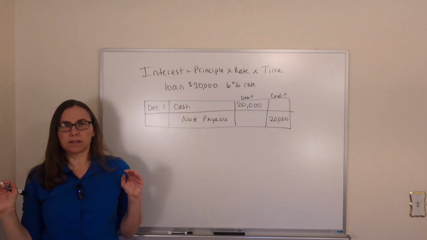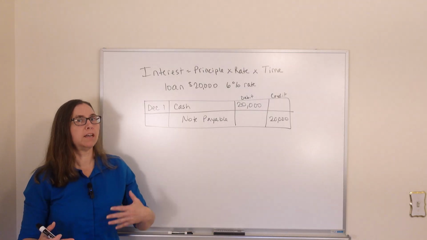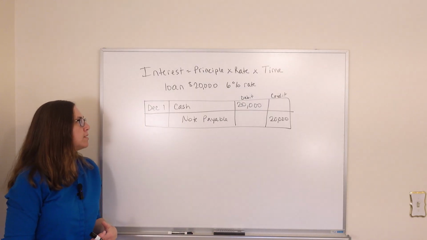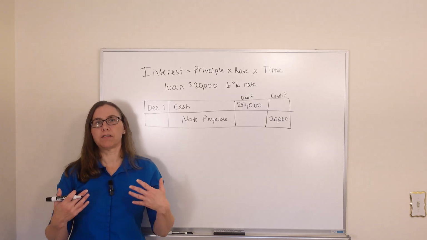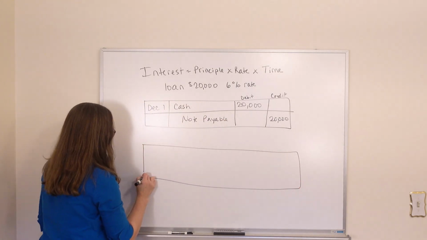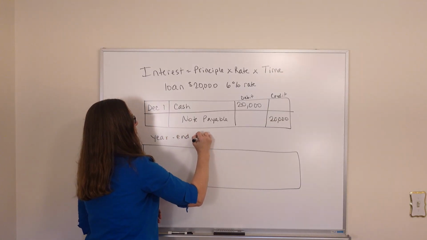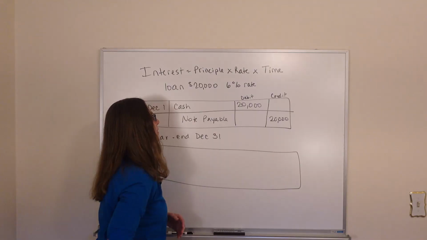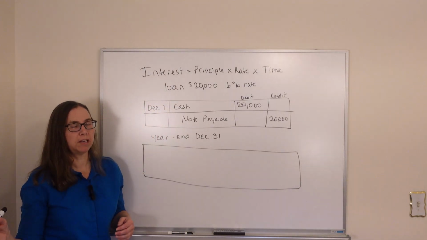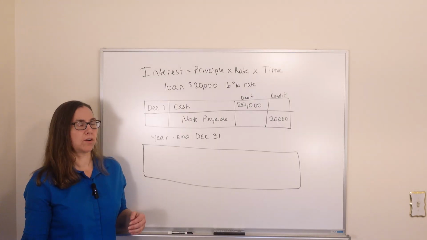Okay, so we haven't calculated or done any interest yet at this point because they're just borrowing the money. They haven't incurred any interest expense yet. Well, by the time they get to year end, they've incurred some interest expense. So at year end, let's say year end is December 31st, they owe interest for this loan. Even if they haven't made any payments yet, they owe interest for that 1 month that's gone by.